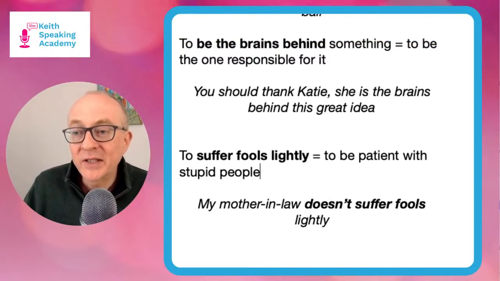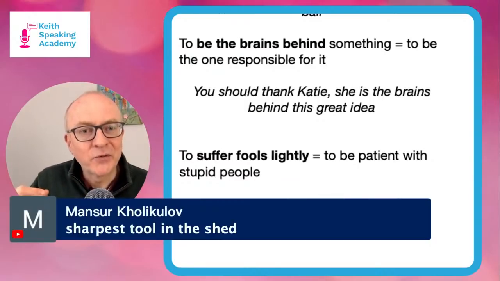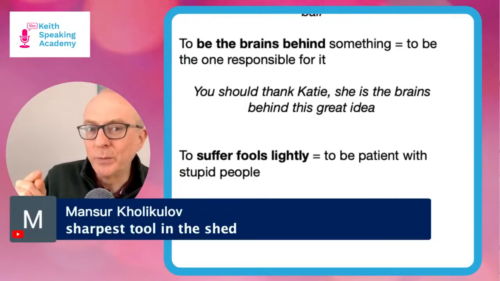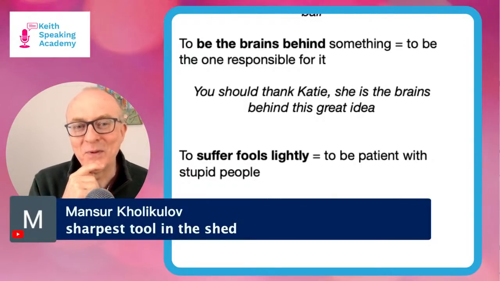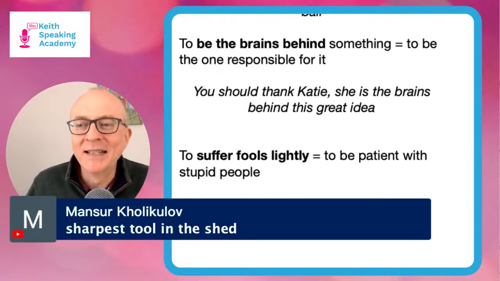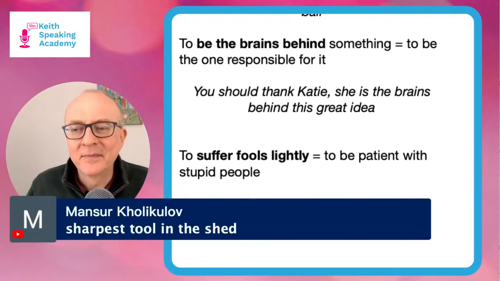Other expressions. Oh, this is a nice one, the sharpest tool in the shed. And that means a very, very clever person, right? We often use it in the negative. Somebody who's a bit stupid, we may say, he's not the sharpest tool in the shed, right? Euphemistic. He's not the sharpest tool in the shed. He's not very intelligent.